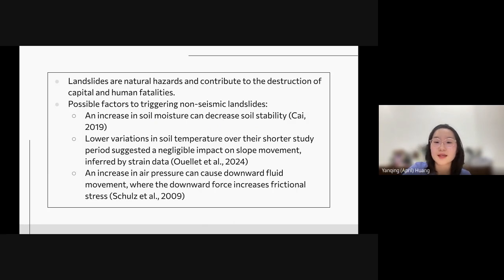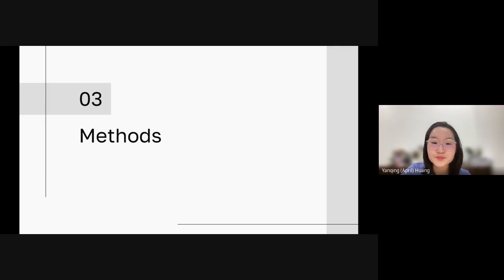Some previously investigated factors are soil moisture, which could decrease soil stability. Soil temperature has been suggested to have a negligible impact on slope movement, based on the data that I'm using. An increase in air pressure causes downward fluid movement, which then increases frictional stress and induces a landslide. This project was chosen because I love data analysis and it involves working with raw data and extrapolating correlation to uncover factors related to landslides.